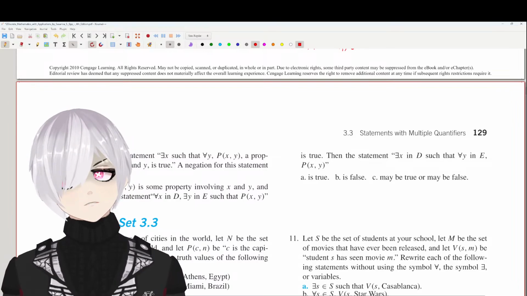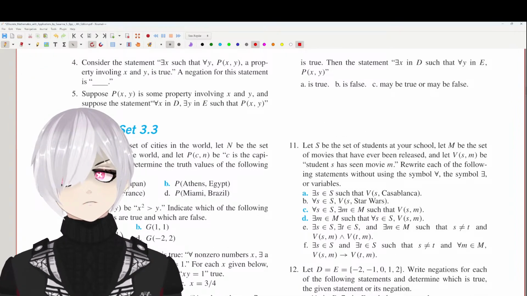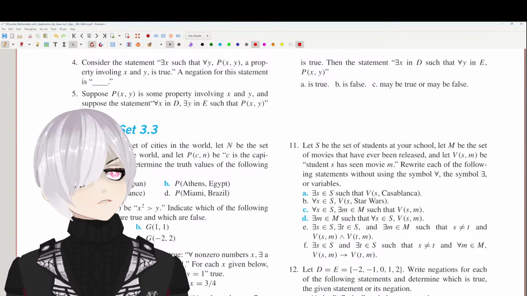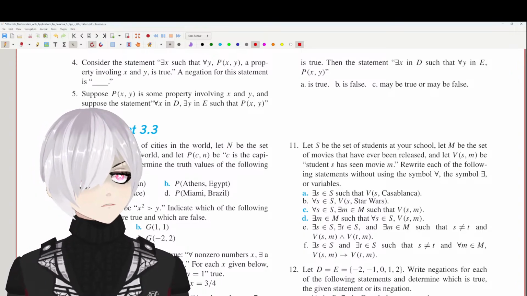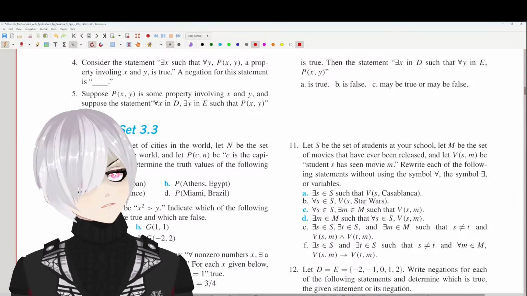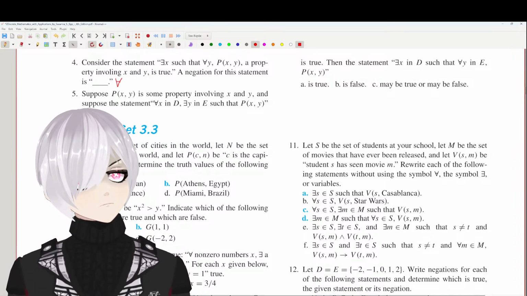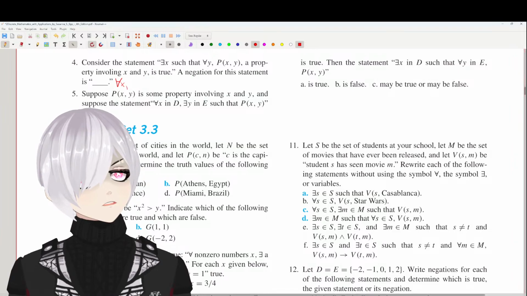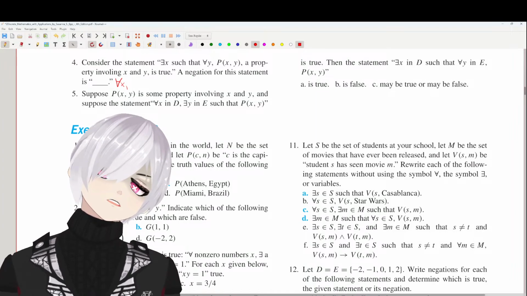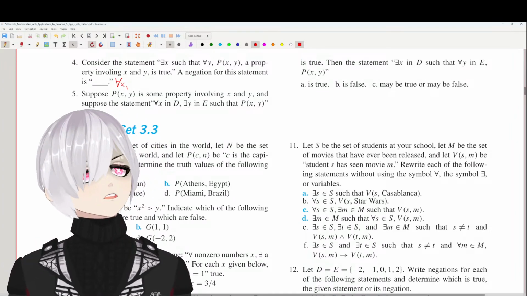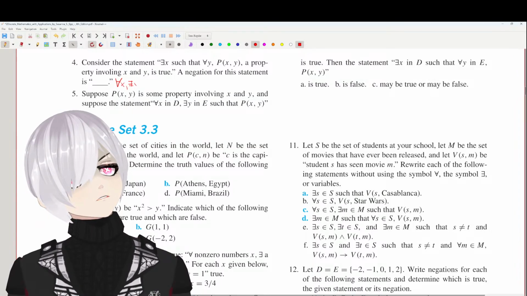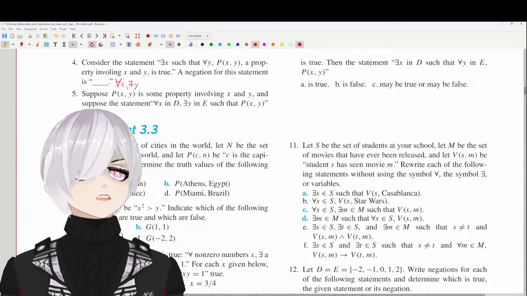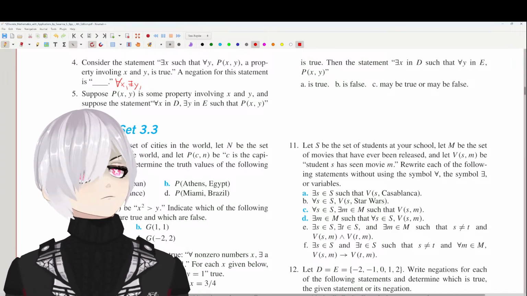Consider the statement: there exists an x such that for all y, P(x, y), a property involving x and y, is true. The negation of this statement is, for all x, there exists some y such that P(x, y) is not true.